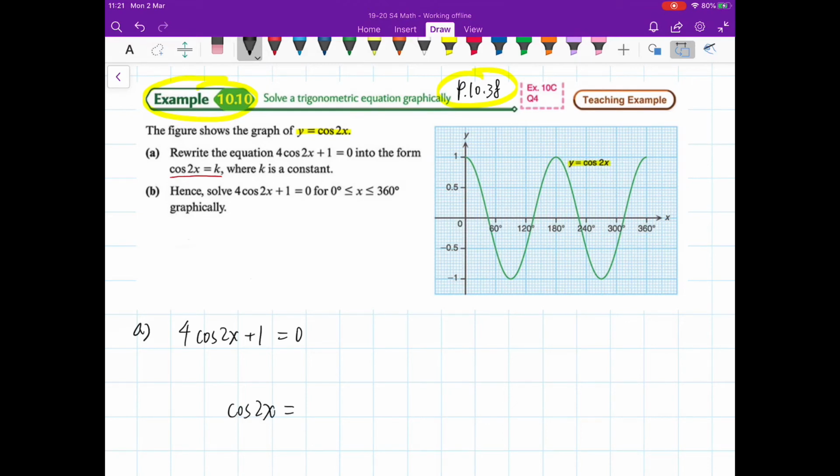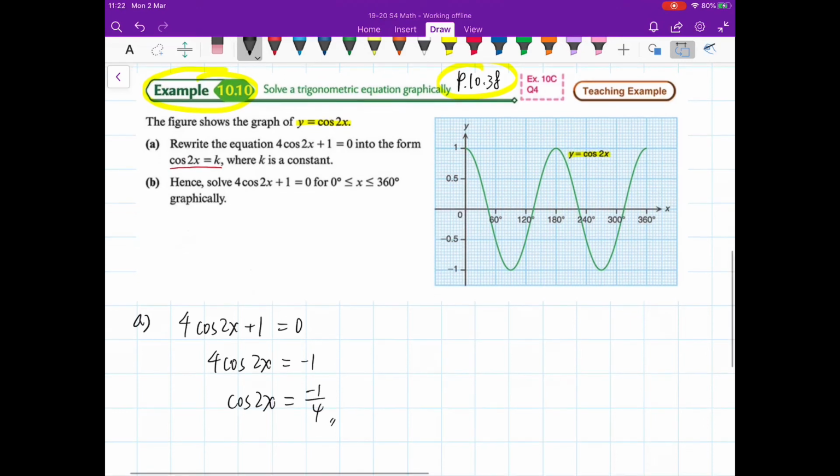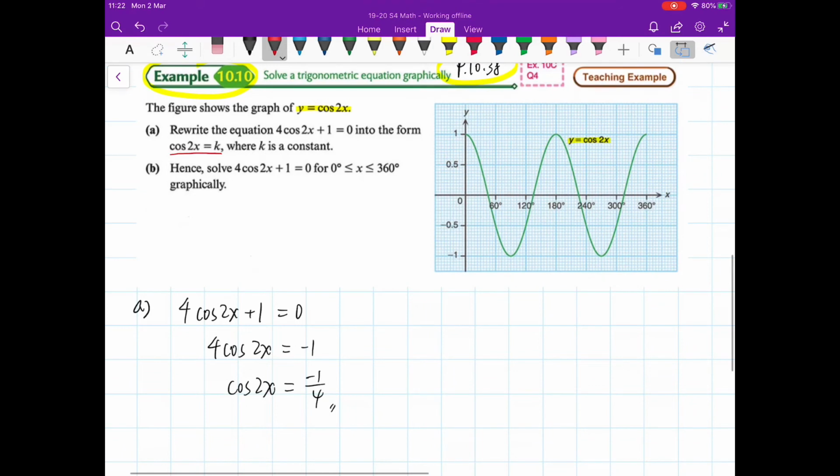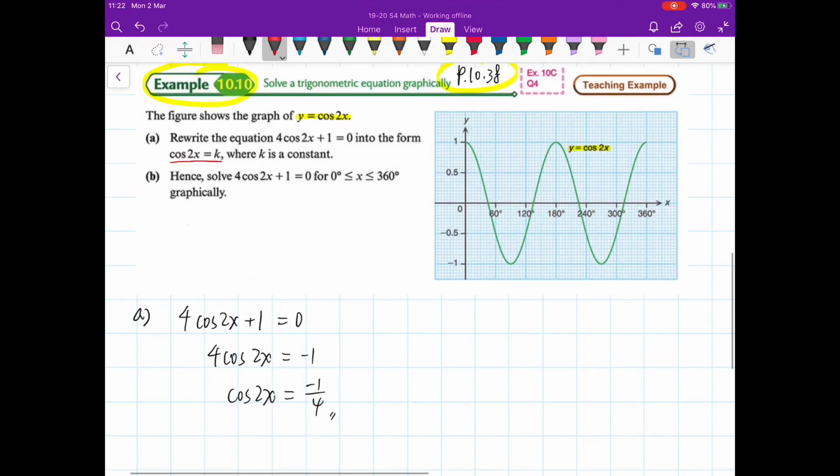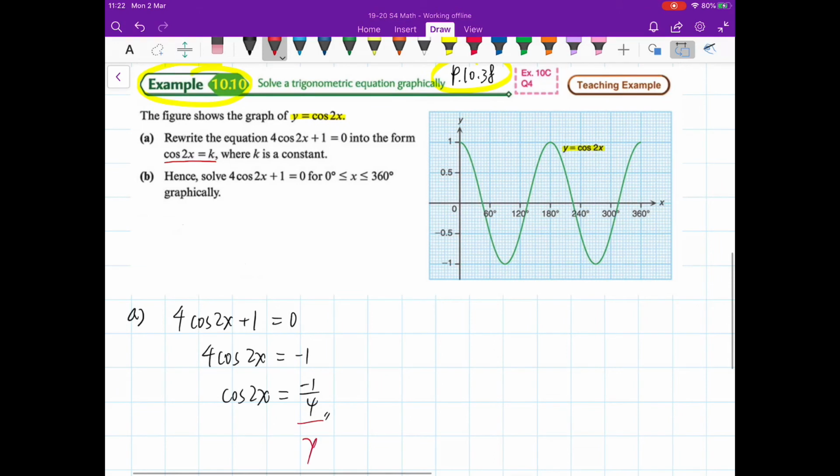Okay, so the first step, we will move the positive 1 to the right hand side so that it is negative 1. And finally, we move the 4 in front of cosine 2x, and we get that cosine 2x equals negative 1 over 4. Okay, so good. So that means from this form, we know that y equals negative 1 over 4, which equals negative 0.25.